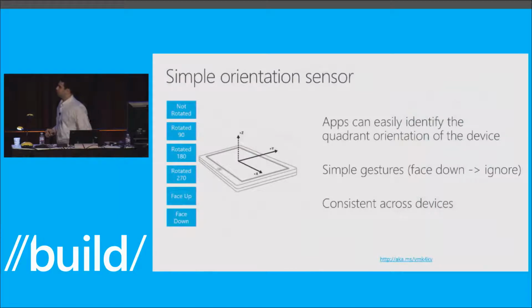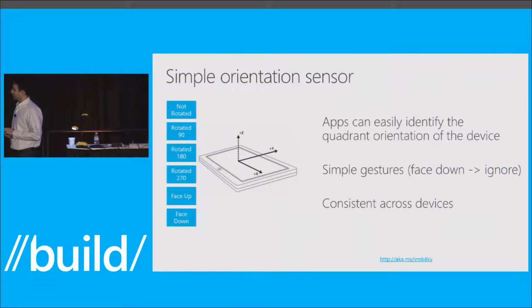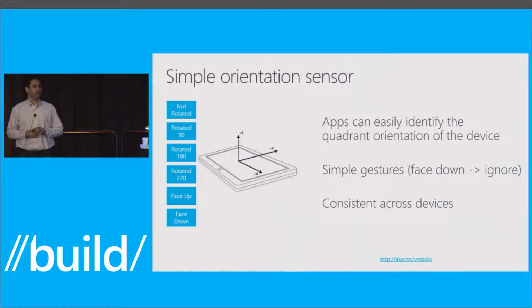The next one, this is also being projected in Windows Phone 8.1, is a simple orientation sensor. A lot of applications want to take advantage of knowing whether they're just face up or face down and do a simple gesture based on it. You don't have to listen to the accelerometer and calculate this all by yourself every single time. And note that the accelerometers on different devices may be oriented slightly differently.